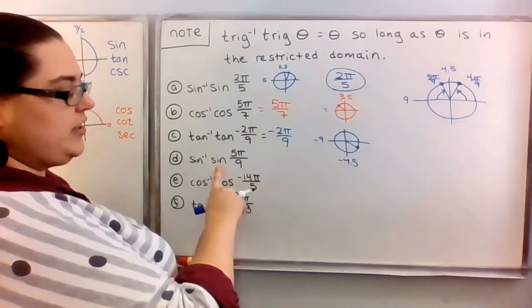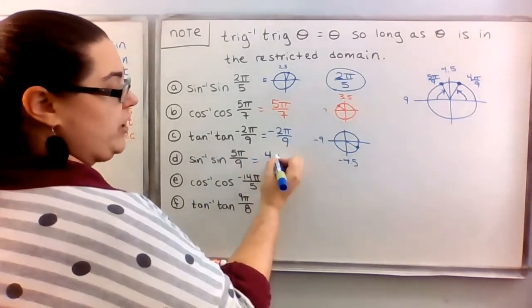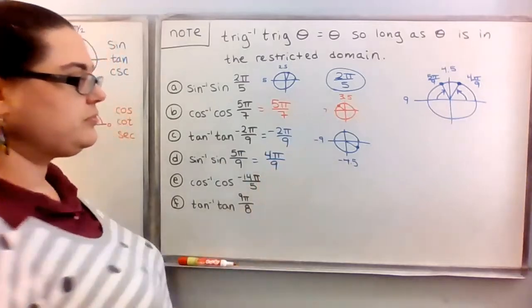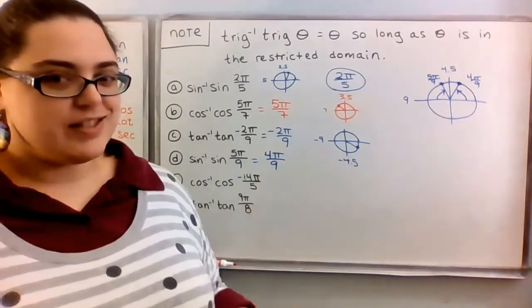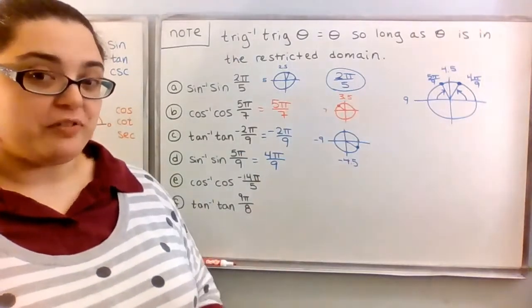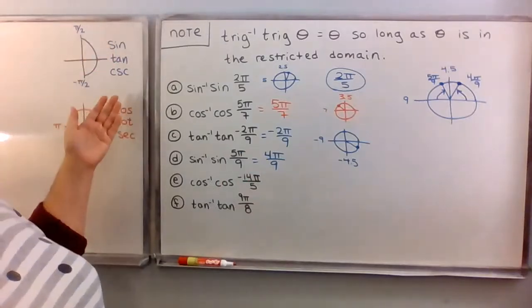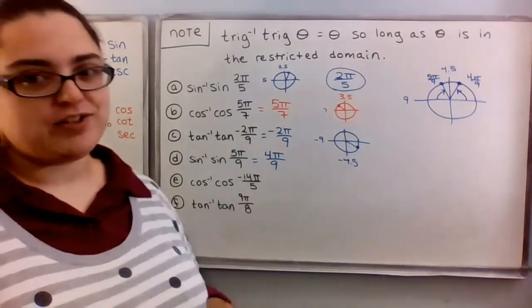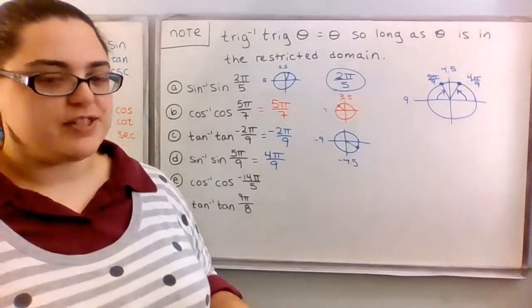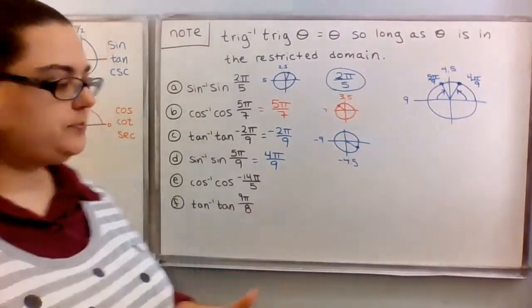So inverse sine of 5 pi over 9 is 4 pi over 9. So this is an instance where the inverse trig function is not undoing the trig function perfectly. We're getting a different angle because of this restricted domain. So let's go ahead and try the next two, which are also going to have a similar result. We're going to have to reflect it to a matching angle.